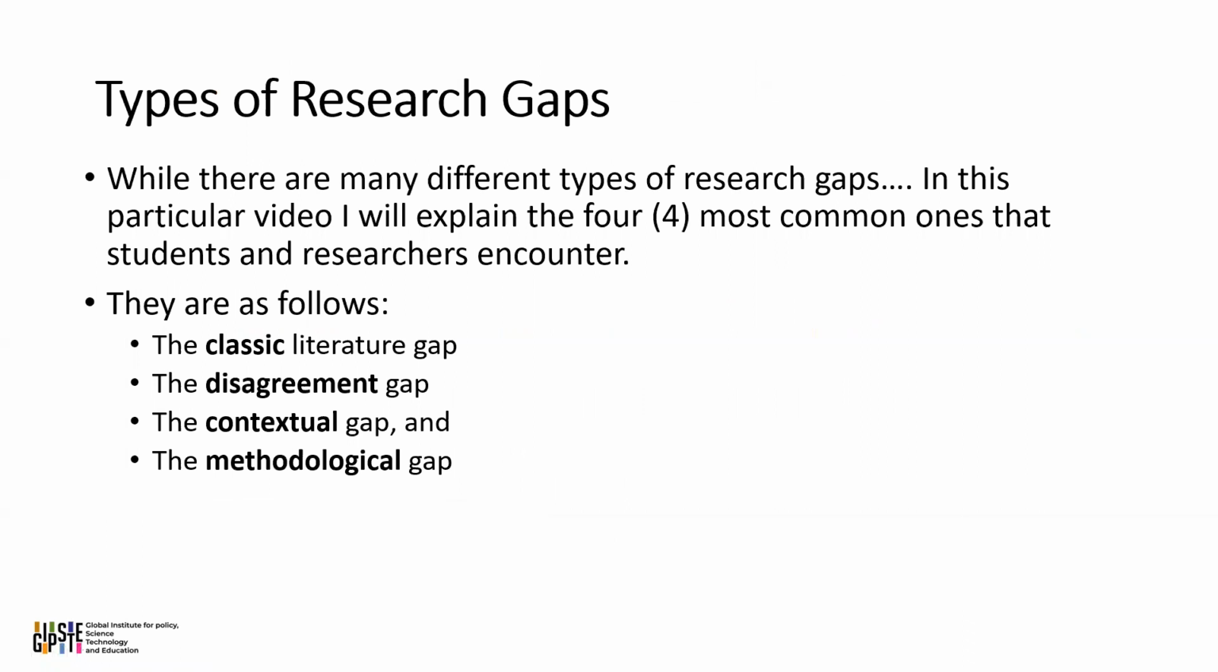There are several types of research gap. While there are many different types, in this particular video, I will explain only the four most common ones that students and researchers encounter. They include the classical literature gap, that is the traditional gap, the disagreement gap, the contextual gap, and the methodological gap. So I will take them one after the other.